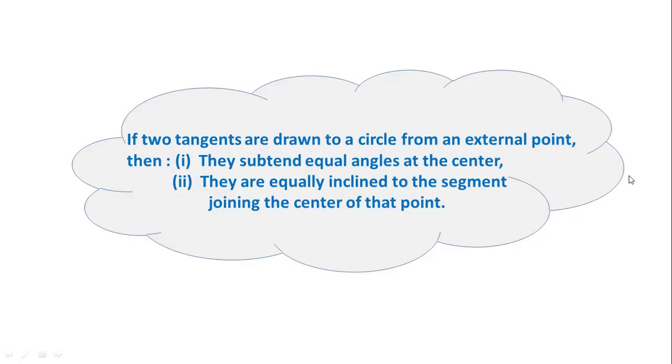Here we prove a theorem. If two tangents are drawn to a circle from an external point, then they subtend equal angles at the center and they are equally inclined to the segment joining the center to that point. Okay, so this is a theorem. We are going to prove these two angles are equal.